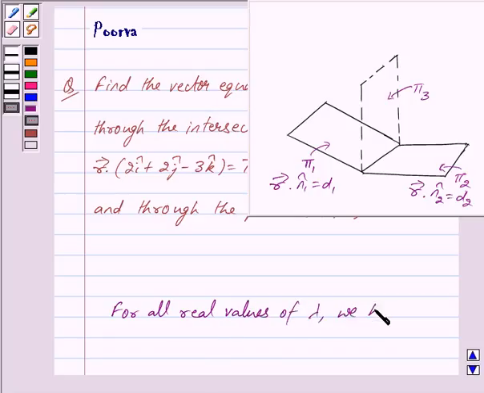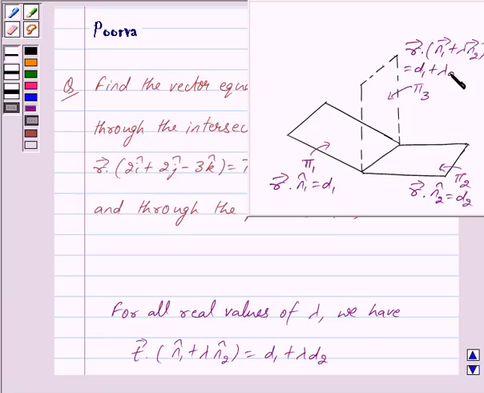we have vector t dot (n1 cap + lambda n2 cap) = d1 + lambda d2. Now, since vector t is arbitrary, it satisfies for any point on the line. Hence, the equation vector r dot (vector n1 + lambda vector n2) = d1 + lambda d2 represents a plane pi 3, which is such that if any vector r satisfies both the equations pi 1 and pi 2, it also satisfies the equation pi 3.